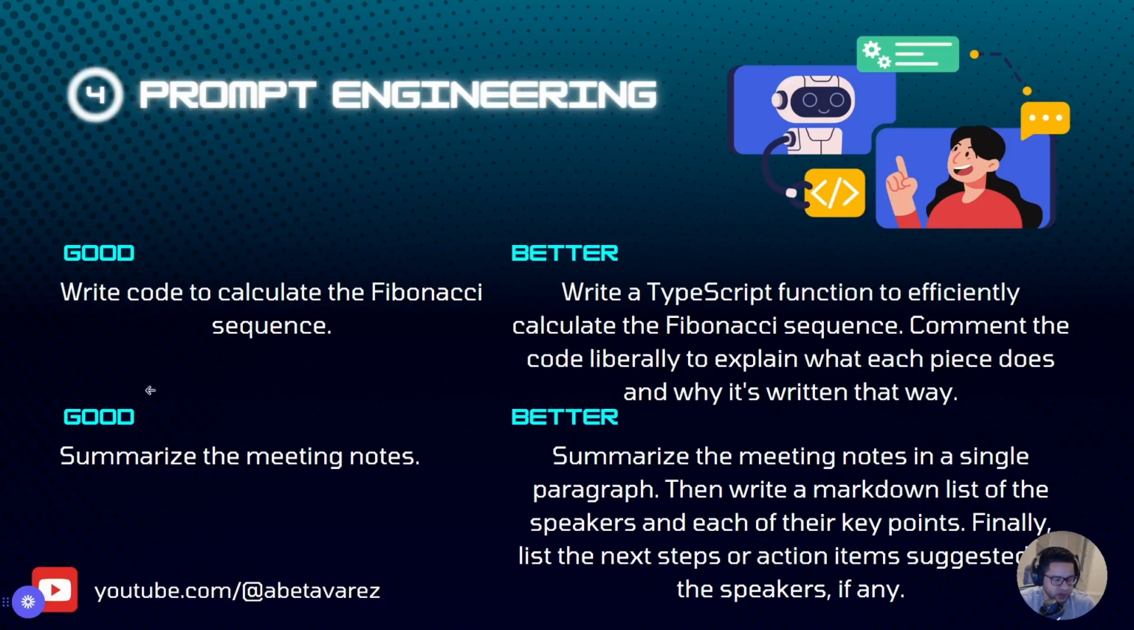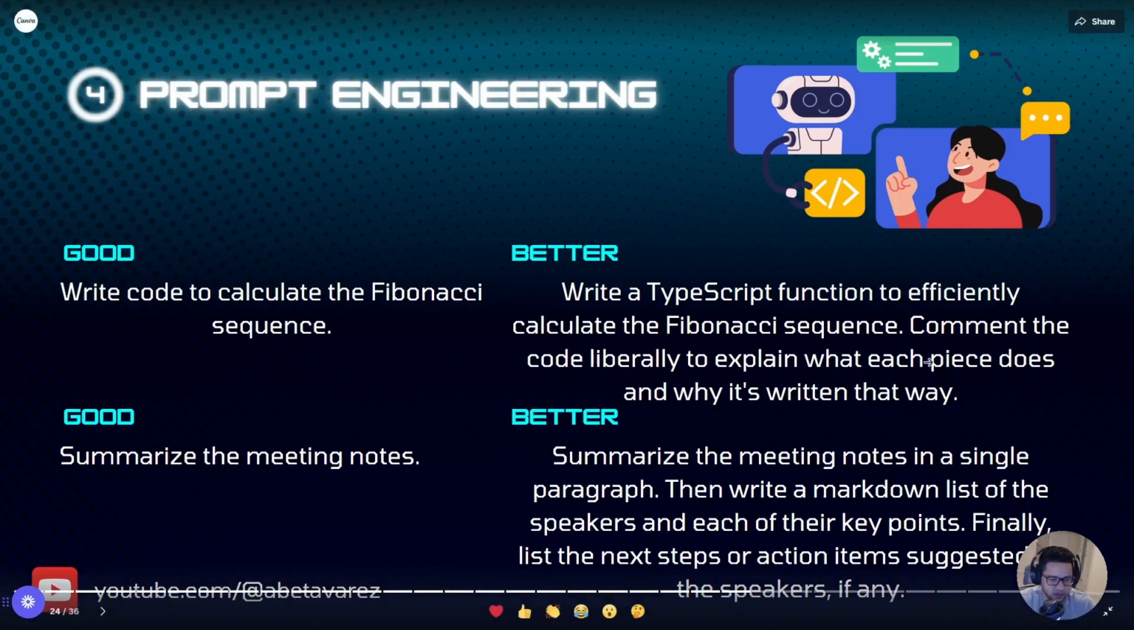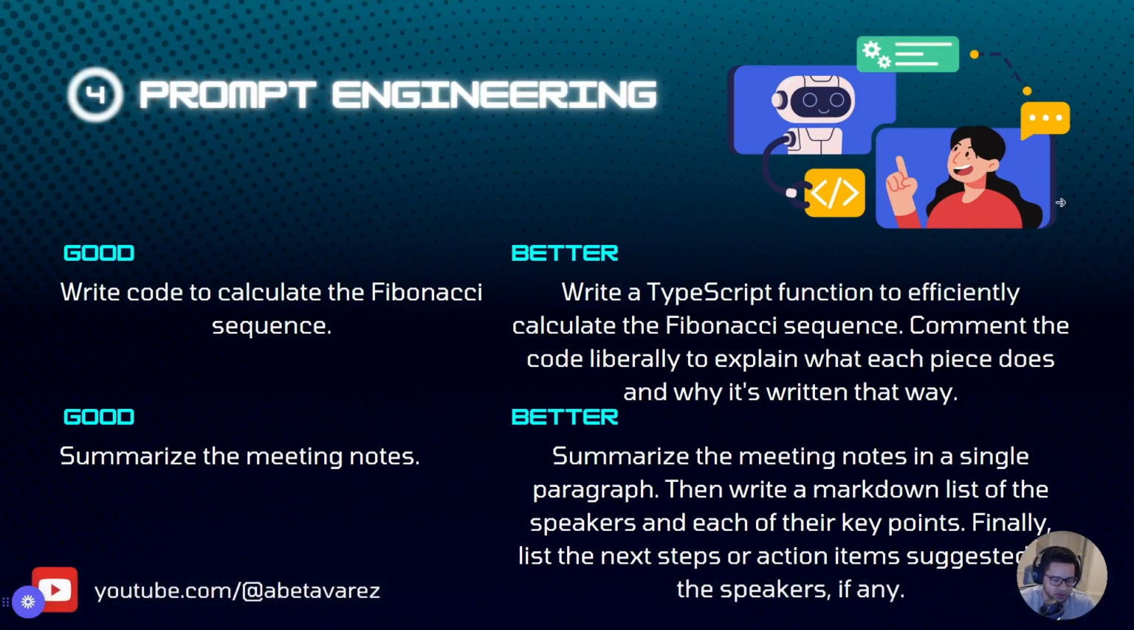We also have another good one here. Let's say: summarize the meeting notes, and we can provide the LLM with the meeting notes, and it will generate a summary. A better prompt would be: summarize the meeting notes in a single paragraph, then write a markdown list of the speakers and each of their key points. Finally, list the next steps or action items suggested by the speakers, if any.